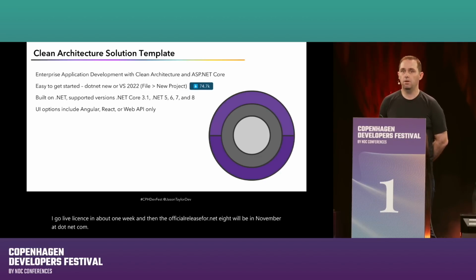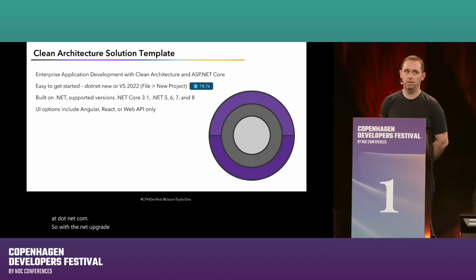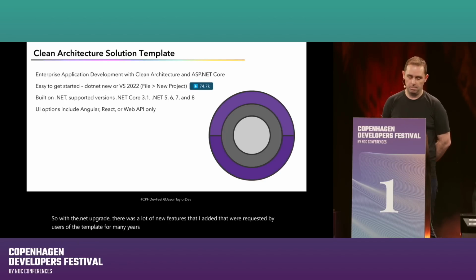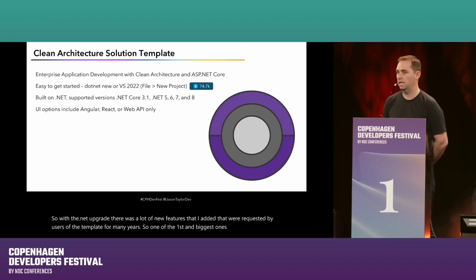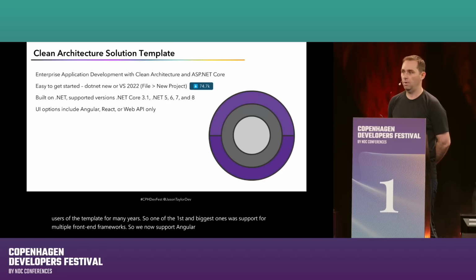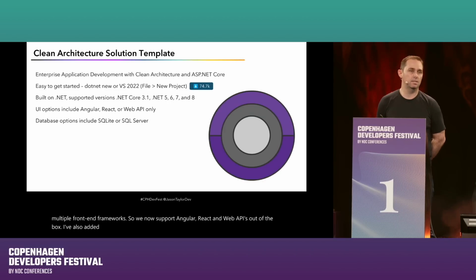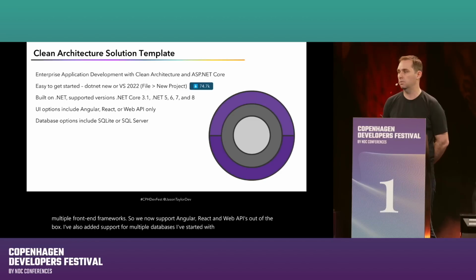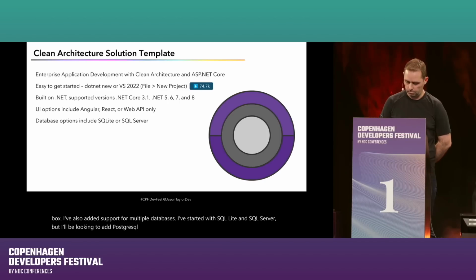So with the .NET upgrade, there were a lot of new features that I added that were requested by users of the template for many years. One of the first and biggest ones was support for multiple front-end frameworks. So we now support Angular, React, and Web API out of the box. I've also added support for multiple databases. I've started with SQLite and SQL Server, but I'll be looking to add PostgreSQL quite soon.